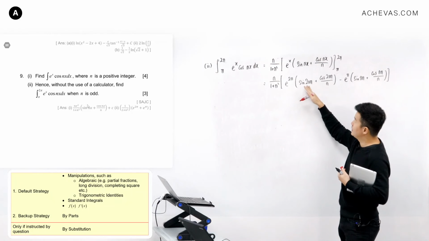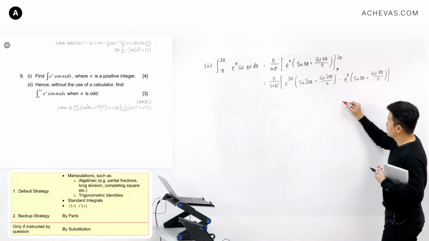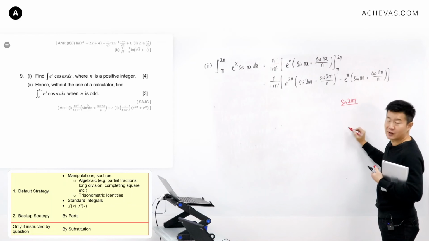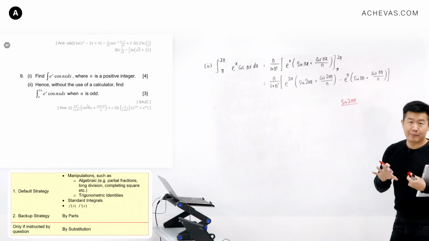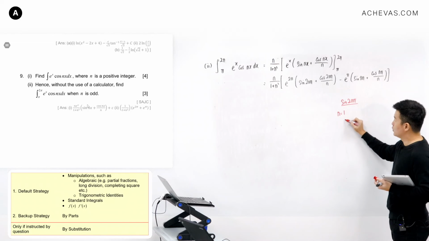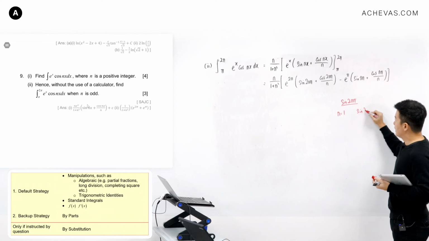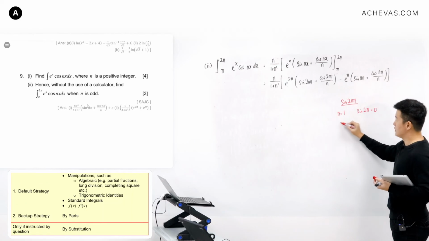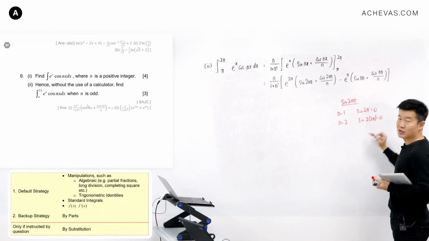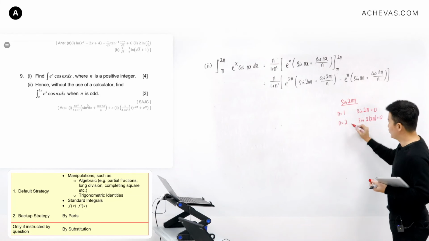For example, this sine 2n pi. So if I were to work on sine 2n pi by itself, n is an odd number. According to what the question says, n is an odd number. So I'm going to try a few odd numbers. For example, if I were to let n be equal to 1, then we will have sine 2 pi, and that is 0. N is equal to 2, we have sine 2 times 2 pi, and this is also 0. Sorry, n is an odd number, so 3.